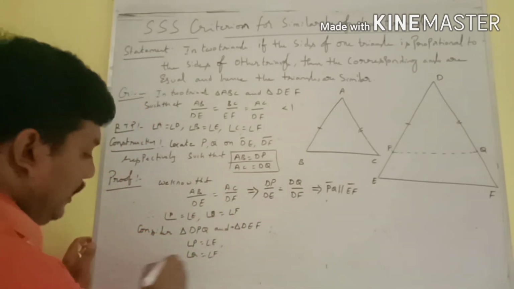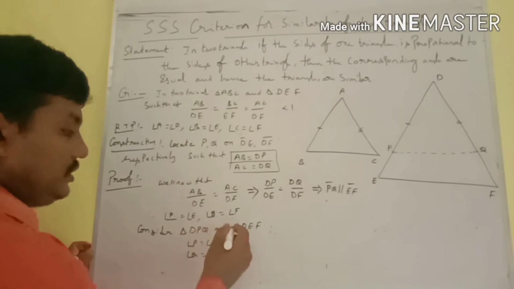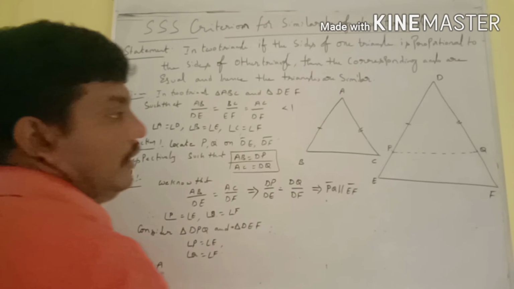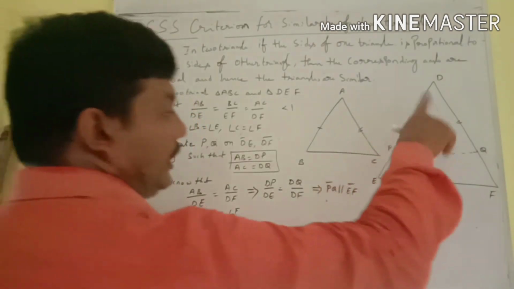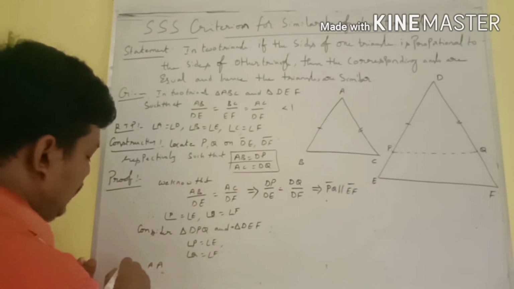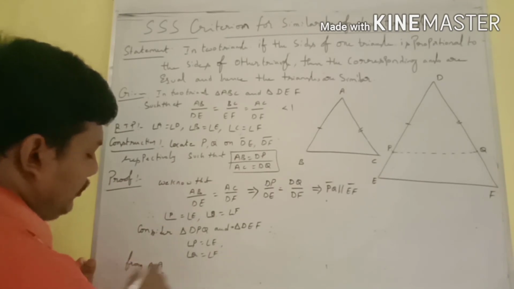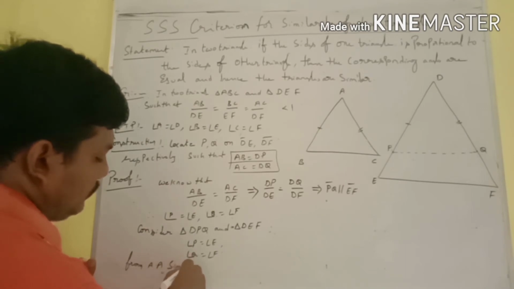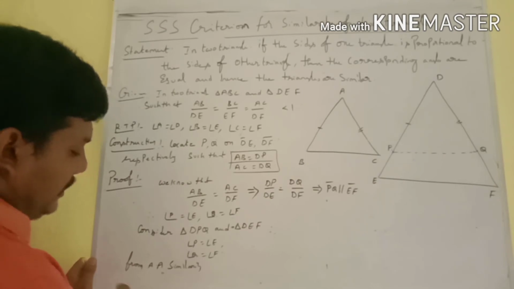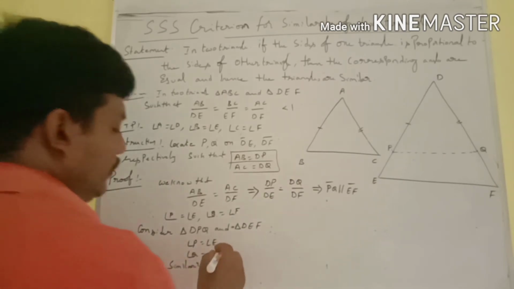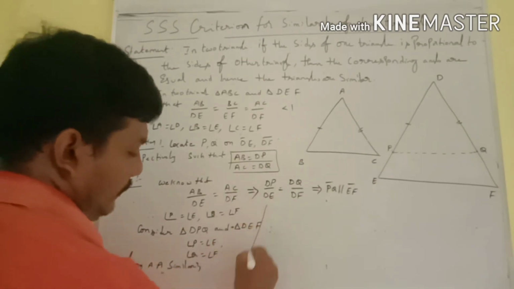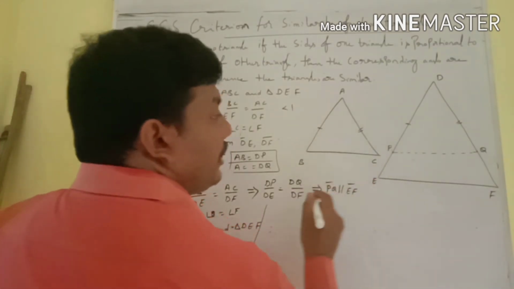When two angles are equal for these two triangles, that is the angle similarity condition. These two triangles are similar, from the AA similarity rule. From AA similarity, what is the relation here?